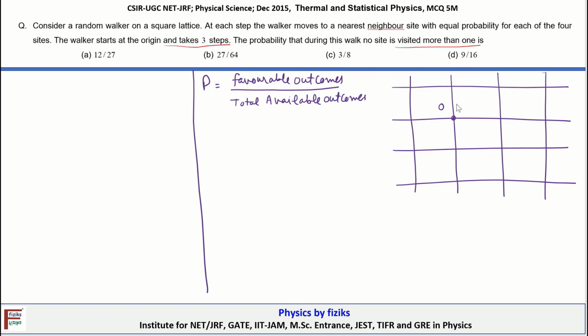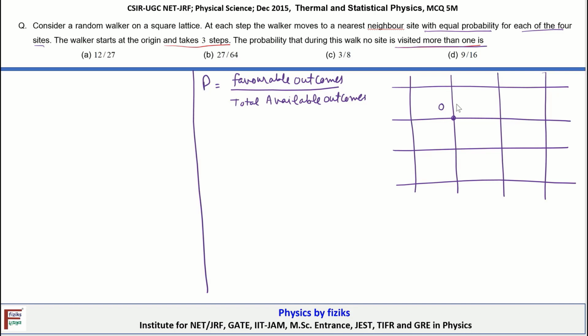Now it's given in the statement that at each step the walker moves to the nearest neighbor site with equal probability, for each of the 4 sites. The walker starts at the origin and takes only 3 steps. The probability that during this walk no site is visited more than once. So we have to identify the correct option out of the given 4 options.